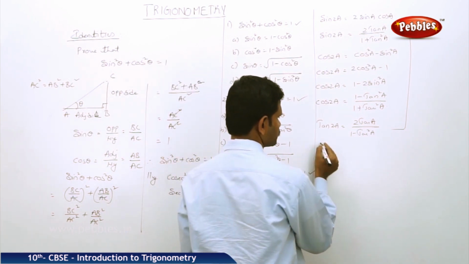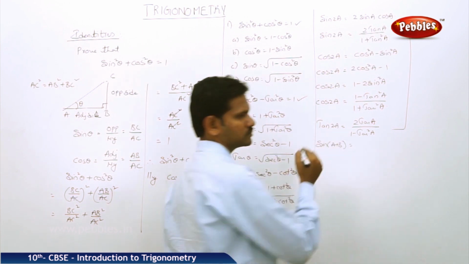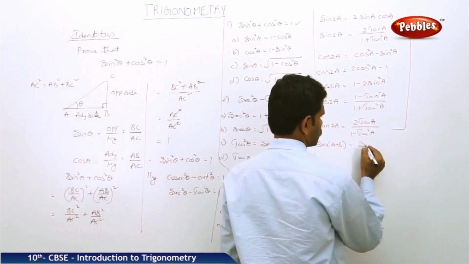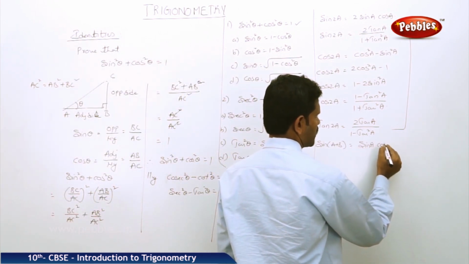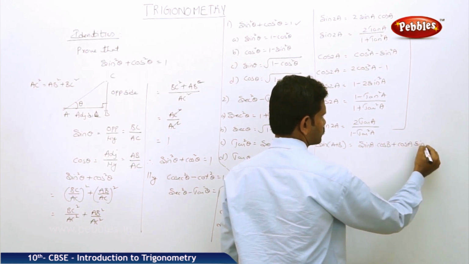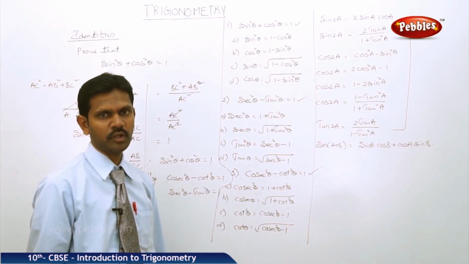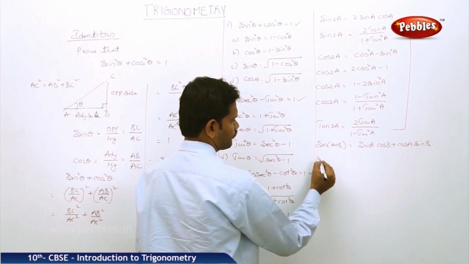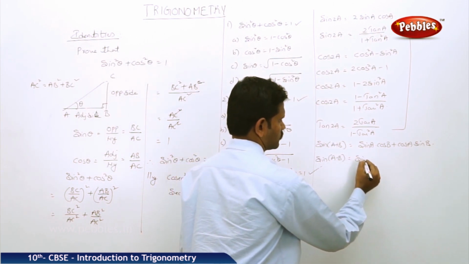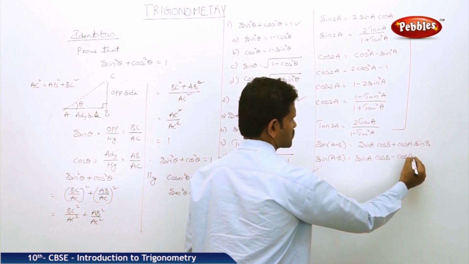Next, sin of a plus b. Sin of a plus b is equal to sin A cos B plus cos A sin B. While solving the problems, we can use this formula. Now, sin of A minus B is sin A into cos B minus cos A into sin B.